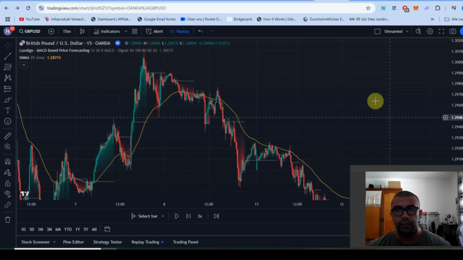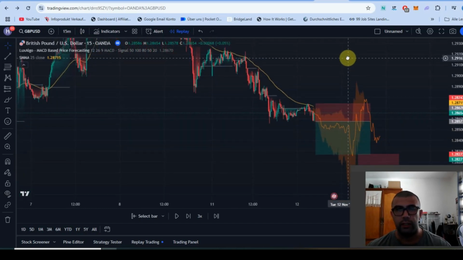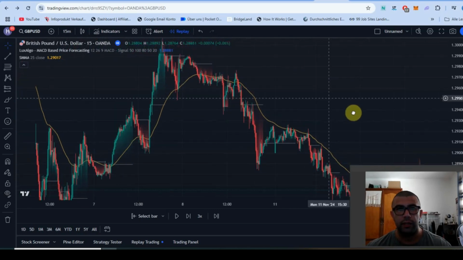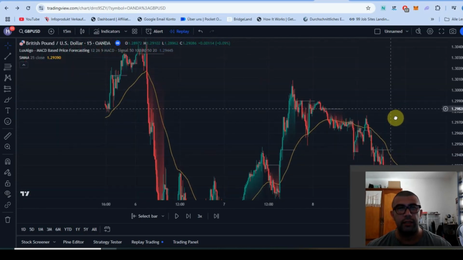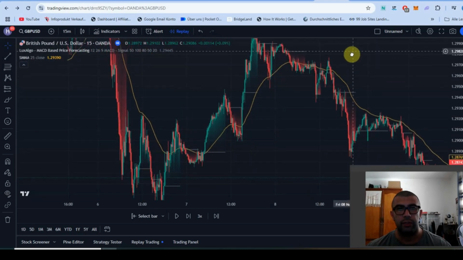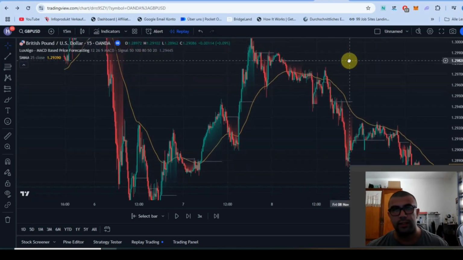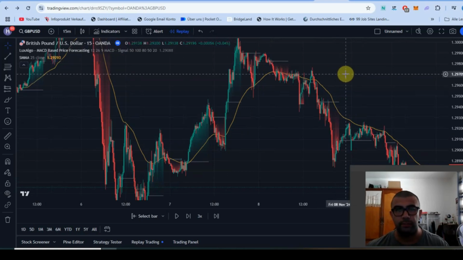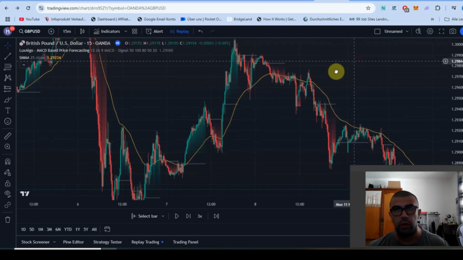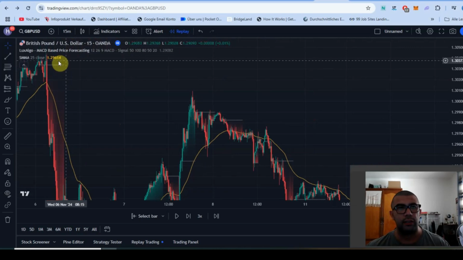For the strategy, we always identify where the current trend is, either an uptrend or a downtrend. When this currency is in a downtrend we go short, and when this currency is in an uptrend we go long. And to trade the strategy we need the SMA indicator.